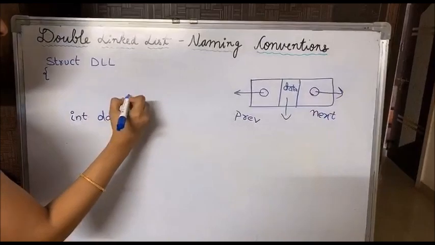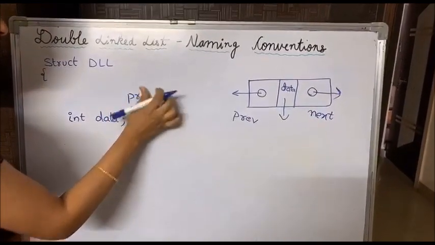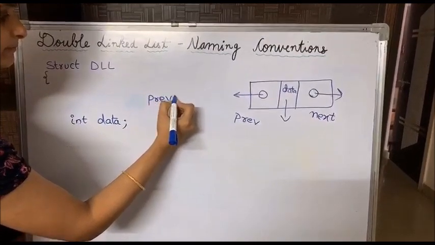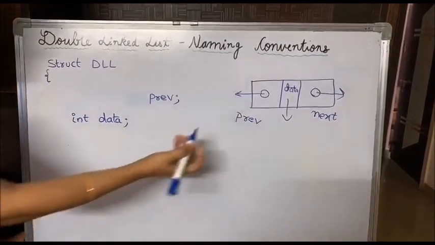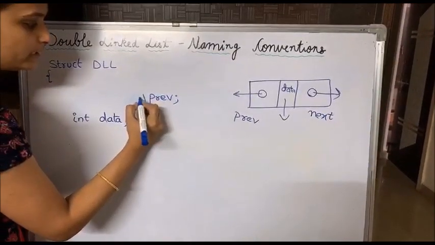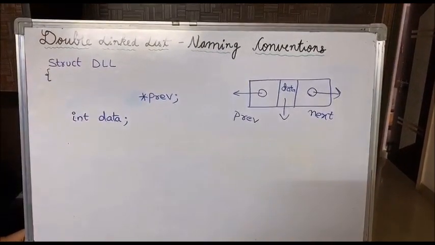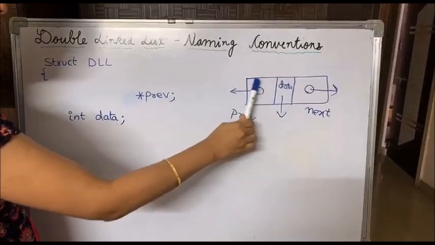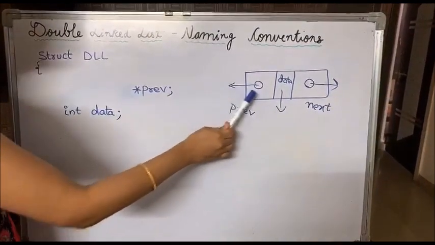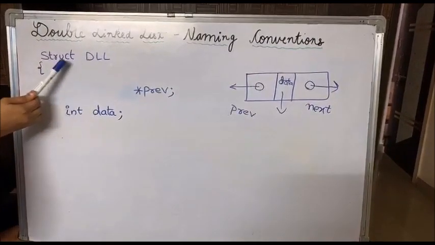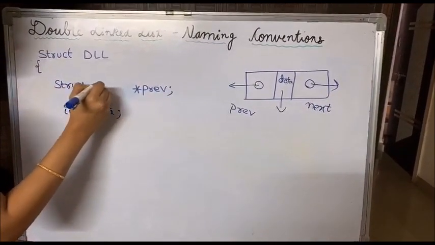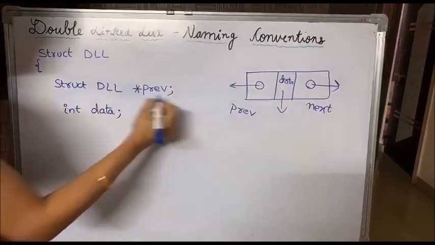So the name of the previous node is prev. As it stores the address of another node, I am declaring it as a pointer. As it itself points to another node, its type will be again struct. Struct DLL star previous.